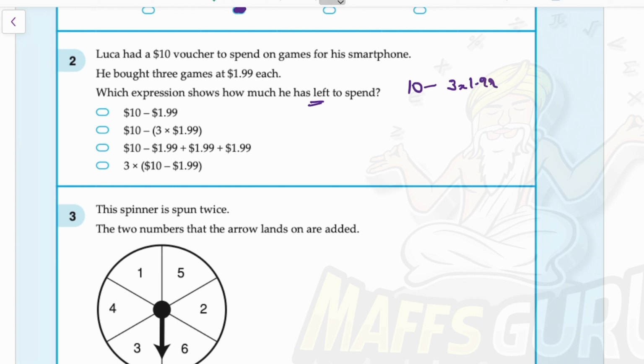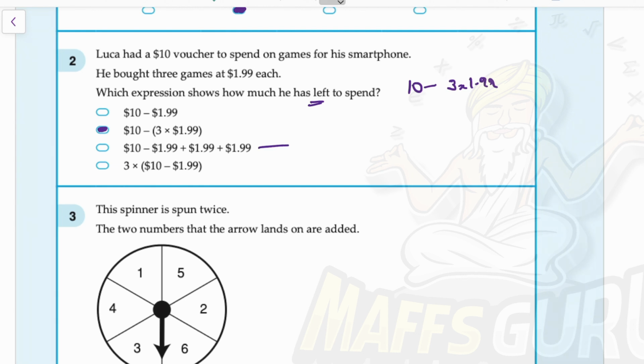So it can't be this first one here. Could it be the second one? Maybe. Could it be the third one? No. Now I'm going to say for a start it's actually this one here, because we've got 10 minus 3 lots of $1.99.